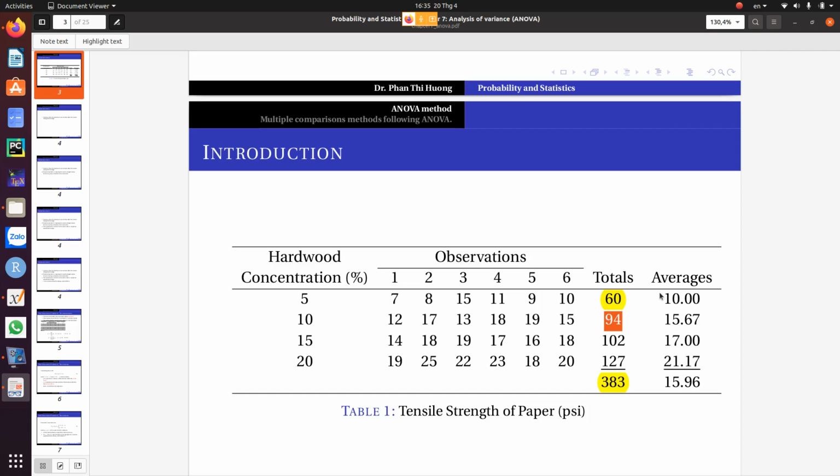Almost done. I'm waiting for you. I need the sum of squares of every observation here. If you don't do it, I can't continue. I leave it for you.